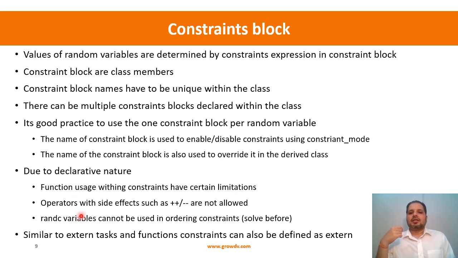Then operators with side effects, such as plus plus and minus minus, that is increment after usage or increment before usage, or decrement before usage, decrement after usage, things that have indirect side effects, are not allowed. And randc variables cannot be used in ordering constraints. There's a concept called solve before, wherein you can specify which variable should be solved before another, because of certain control over how the distribution of the random values needs to take place. You use solve before. That you can't do with randc. So randc is cyclic, it is sensitive.